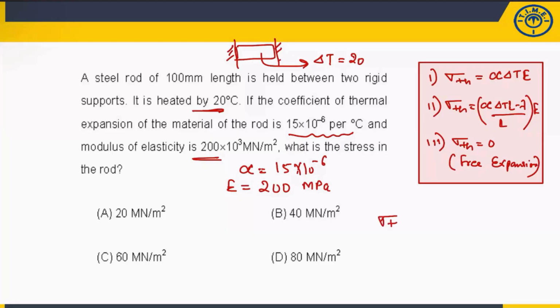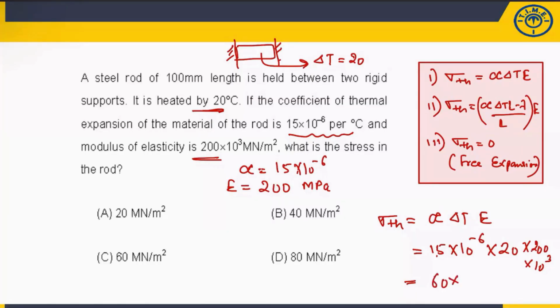Now, what you have to do, the thermal stress value is alpha into delta T into E. What is alpha value? Alpha value is 15 into 10 to the power of minus 6, into delta T value 20, E value is 200 into 10 to the power of 3. Okay. So 2 into 2 is 4, and 4 into 15 is 60. And this will be 10 to the power of 3, 10 to the power of minus 6, 10 to the power of 3. So this value is 60 megapascal. Yes, megapascal, or you can write mega Newton per meter square. Okay, so the correct answer for this question is C.